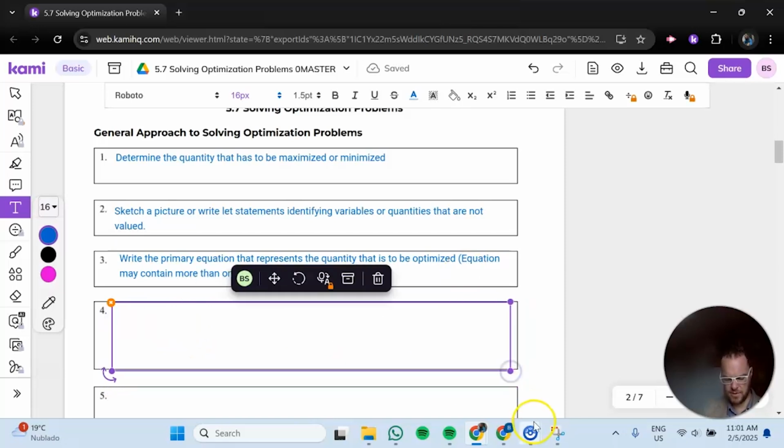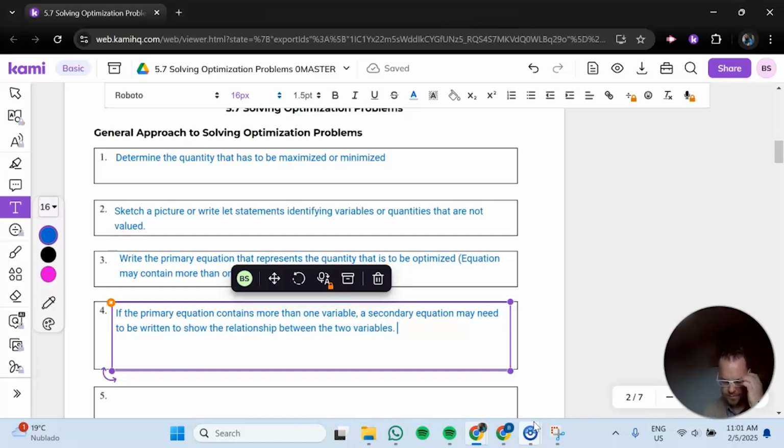Our fourth thing to keep in mind is that if the primary equation contains more than one variable, a secondary equation may need to be written to show the relationship between the two variables. The secondary equation will be used to rewrite the primary equation in terms of one variable, so that we can actually solve it.